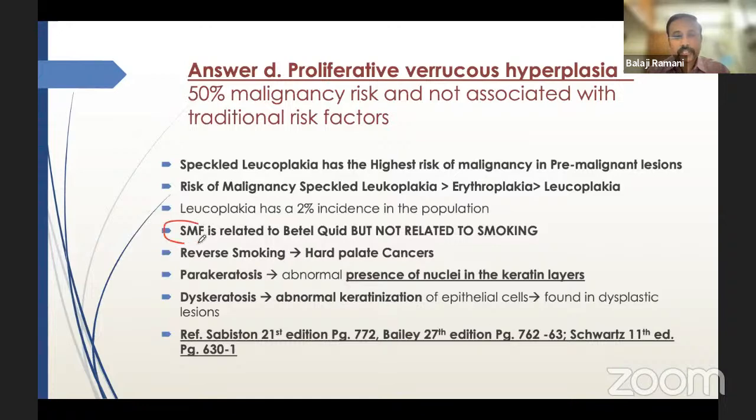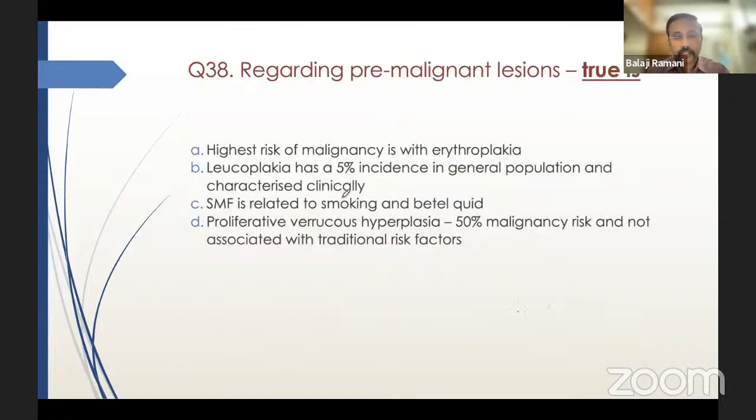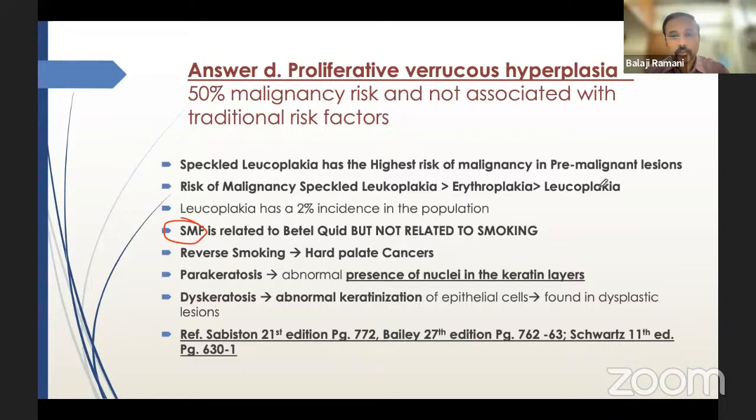SMF. Now, SMF, that statement, did any of you look at it? It is related to smoking and betel quid. It is mentioned here. So smoking has got no relation as far as your submucous fibrosis is concerned. It is only related to betel quid, the pan or the betel quid chewing. It is particularly common in the Southeast Asian and Indian population. That is where you will commonly get your SMF or submucous fibrosis. It is not related to smoking.